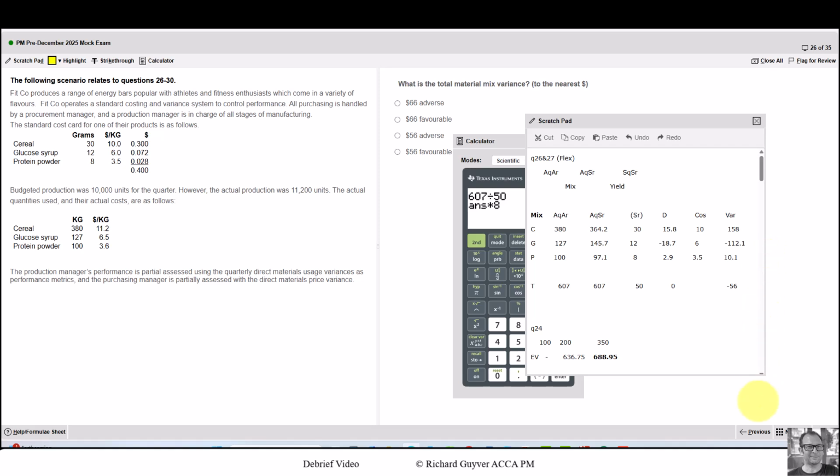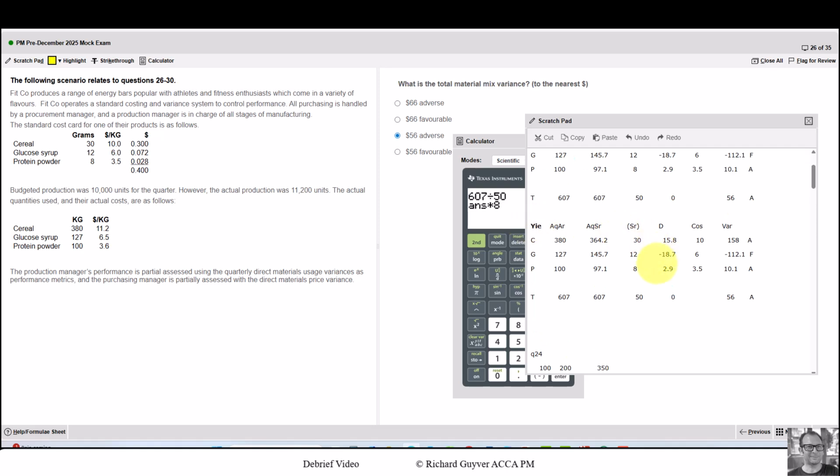Now in terms of is it adverse or favourable, I prefer to work it out. So we're looking at a material mix variance. The materials is an expenditure. So on this line, we actually used more than we expected to. So that would be adverse. In this line, we used less than we expected to, so that would be favourable. This one, we used more, that's adverse. Keeping the sign consistent, that would also be adverse. So 56 adverse is our answer here.